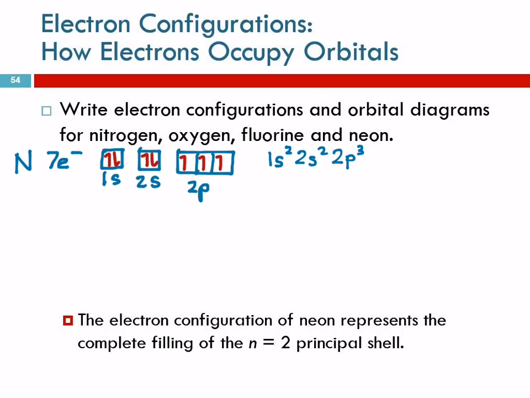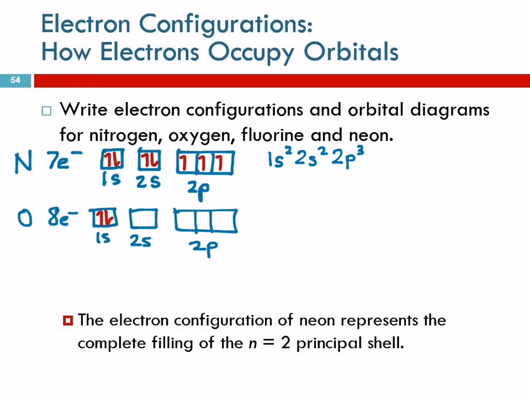Okay, let's do oxygen. How many electrons does oxygen have? 8. It's got 8 electrons. So we'll draw boxes again. 1s, 2s, 2p. Now we have to put 8 electrons in. 1, 2, 3, 4, 5, 6, 7. Where's the next one going to go? He's going to go in this first box, and he's going to sleep upside down on the bed. Have to be head to toe so they fit in there.